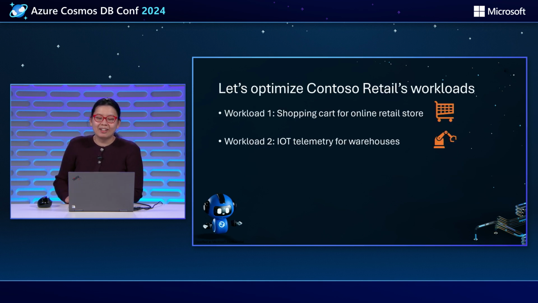For today's session, let's look at this in the context of a real-world customer scenario. So today, we are all part of Contoso Retail, and we have 2 workloads that we're going to look at and optimize. The first one is a shopping cart workload for an online retail store, and the second one is an IoT telemetry workload that captures device telemetry from Contoso's warehouses.